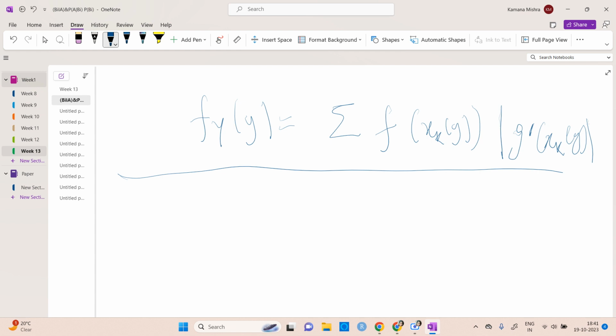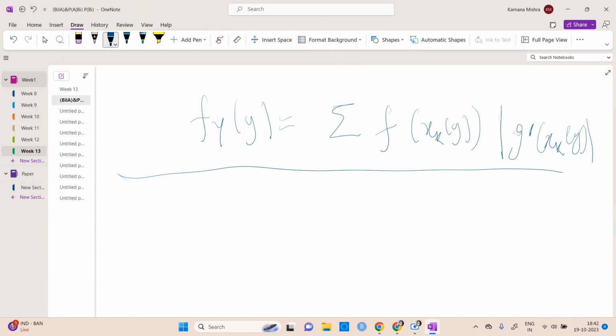Next we have the joint distribution function. It can be a little bit confusing, at least it was confusing to me in the starting. So you need to always remember what limits you need to put.